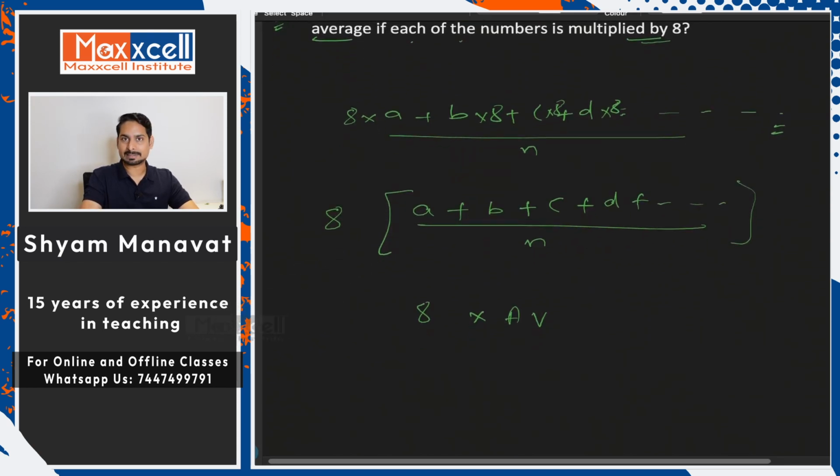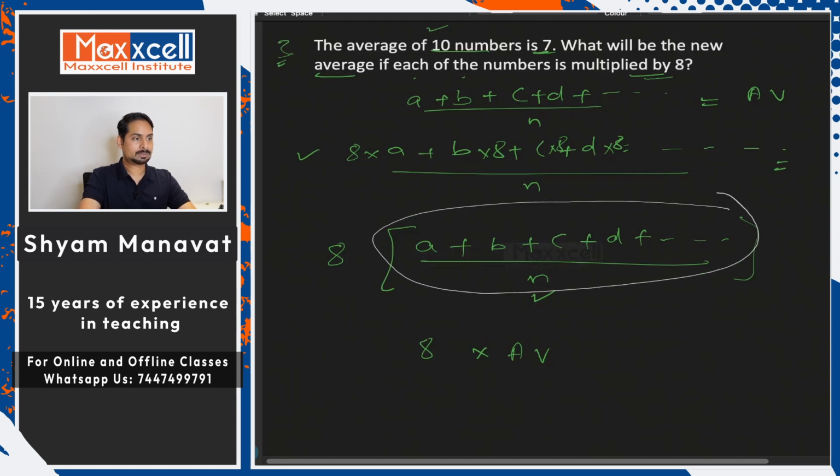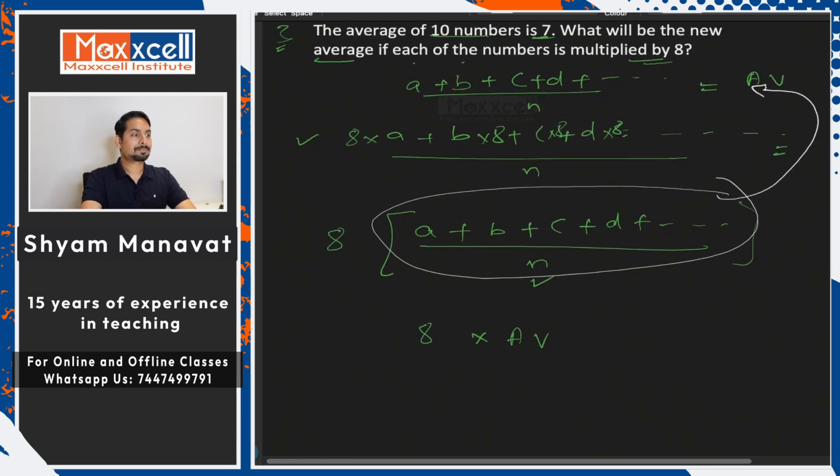Suppose there are 10 numbers like this, and each number is multiplied by it. So initially the average, let's say, is A plus B plus C plus D plus so on divided by n. That's the average. And if each number is multiplied by 8, then this should be the new expression. You can take 8 common and then you have again an expression which is equal to the previous average, right? So the average also multiplies by it, correct?